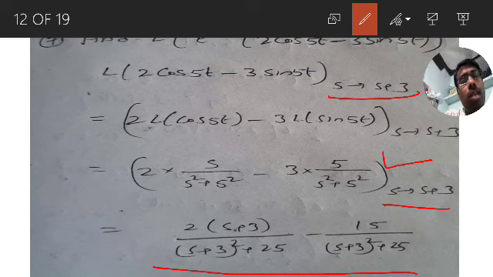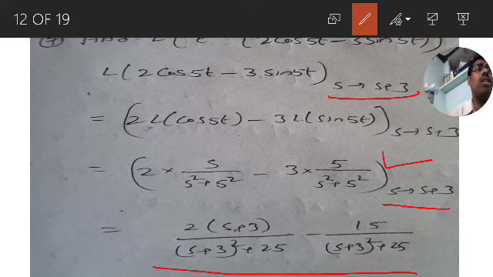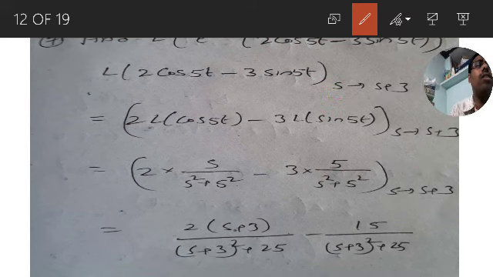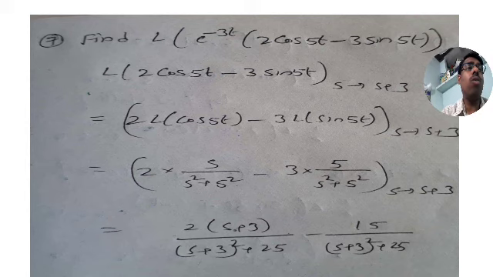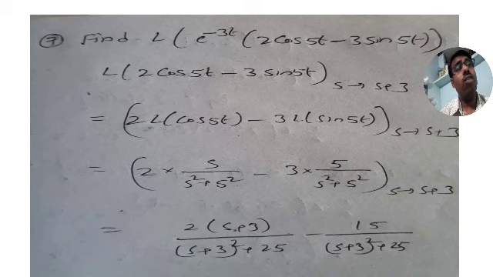2 into s plus 3 by s plus 3 whole square plus 25, minus 15 by s plus 3 whole square plus 25. So this is the problem we covered. This mostly came repeatedly many times in examination for 3 marks. So don't get confused, it is only simple. First read what the linearity property is, read what the first shifting theorem is, and read all the standard formulae. Then practice these problems so that you can gain knowledge of this concept. Are you able to get it?